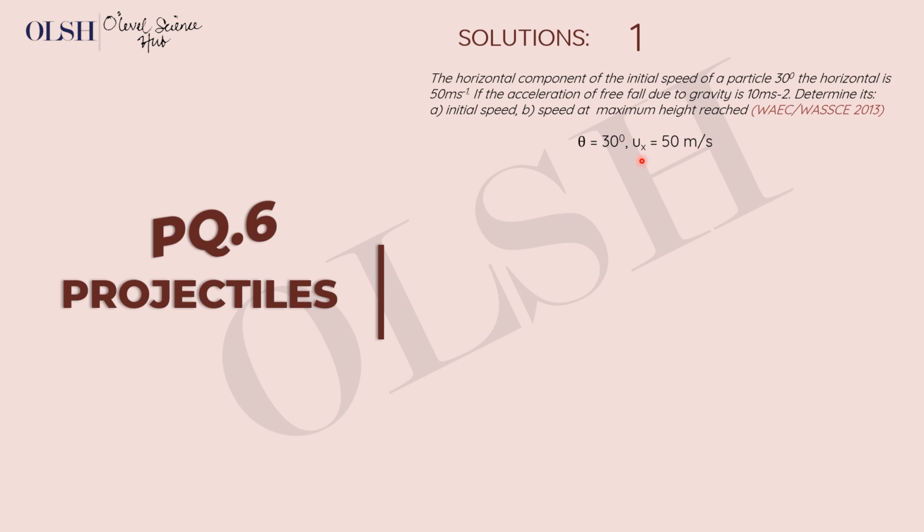But if you look closely here, you see I have ux written here. ux there stands for the horizontal velocity. If you look back at the question, you will see that we're told the horizontal component of the initial speed is 50 meters per second. Before we move on, let me try to make something very clear.